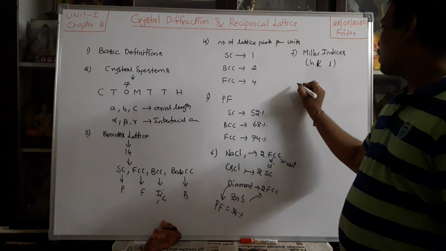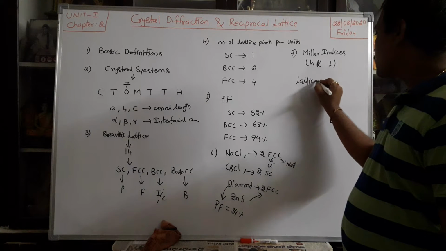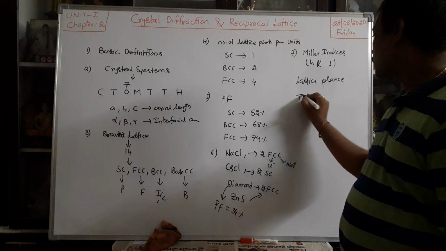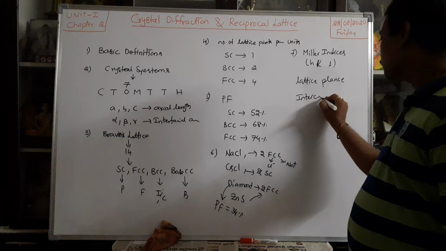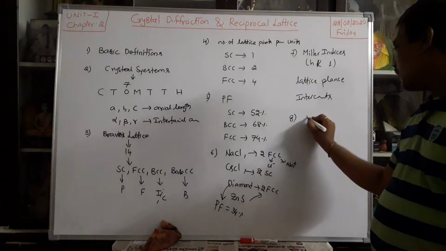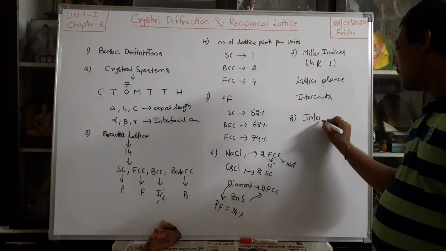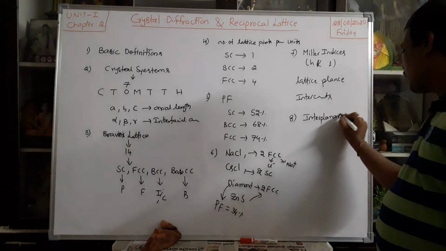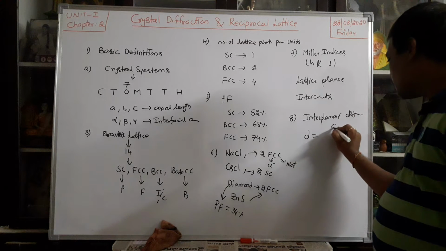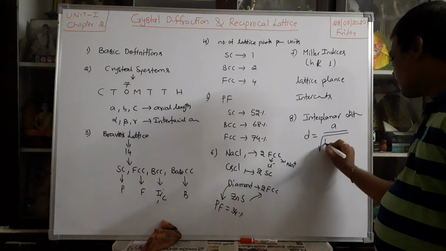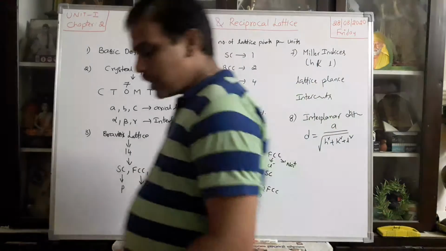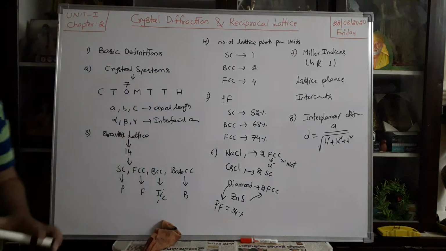After completion of Miller indices, how to draw the lattice planes in a crystal? After drawing the lattice planes, how to find the intercepts? After this, we can deduce the interplanar distance, which is indicated by d, equal to, for a cubic structure, a divided by square root of h square plus k square plus l square. These are the main 8 topics in unit number 1.